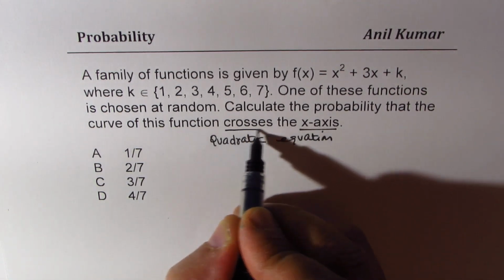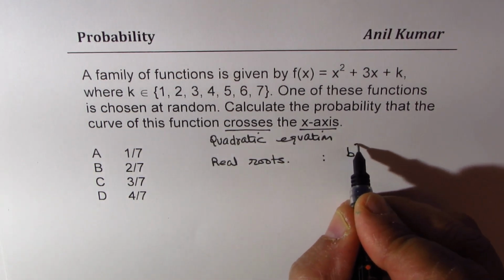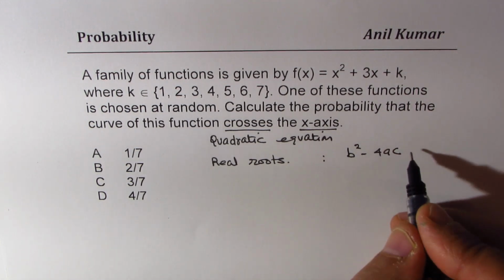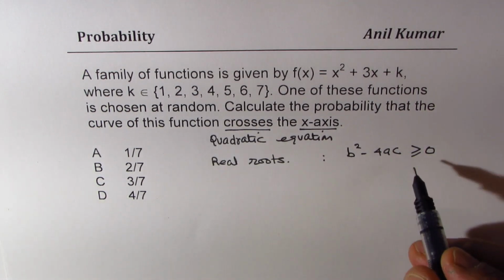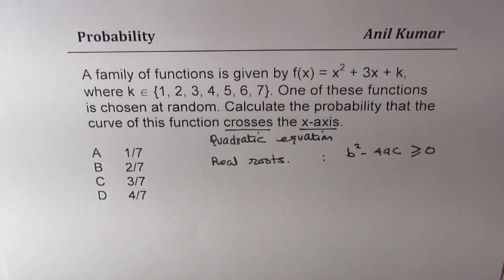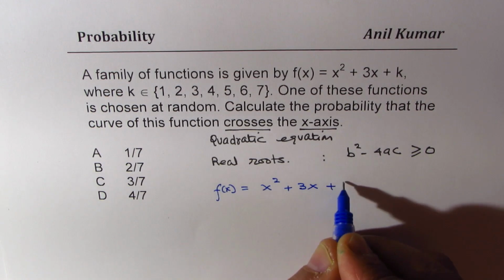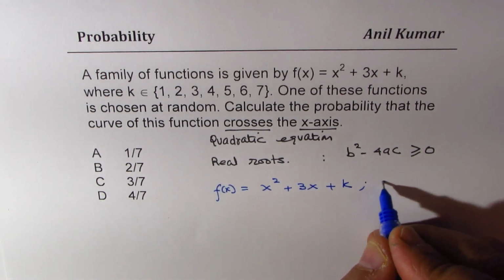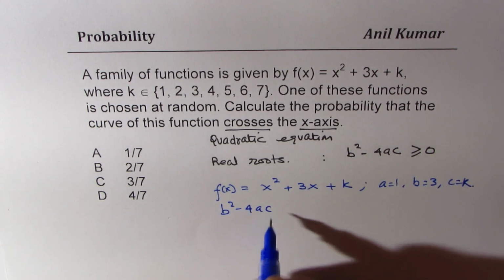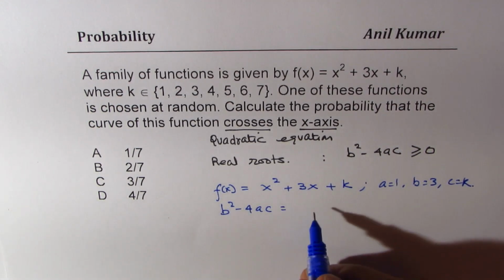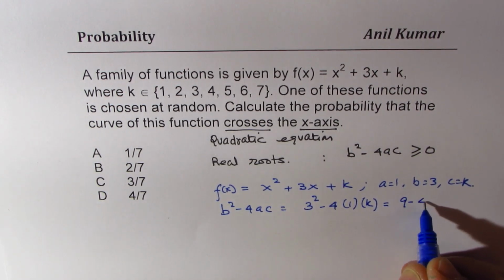When you say crosses x-axis, we are looking for real roots. That means we have to analyze b squared minus 4ac, and that has to be greater than or equal to 0, right, for real roots. It has to cross, perfect. So let's see. In our equation, we have f of x equals x squared plus 3x plus k. So in this case, a equals 1, b equals 3, and c equals k. So calculate b squared minus 4ac, which is 3 squared minus 4 times 1 times k, which is 9 minus 4k.